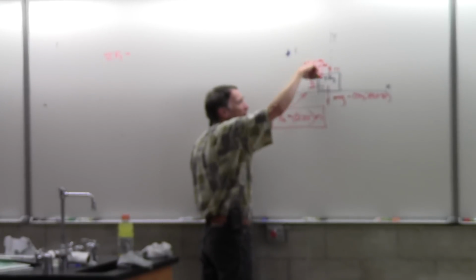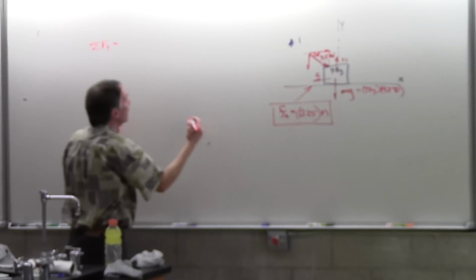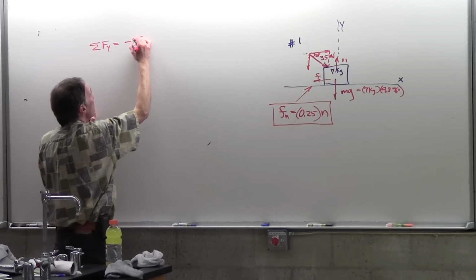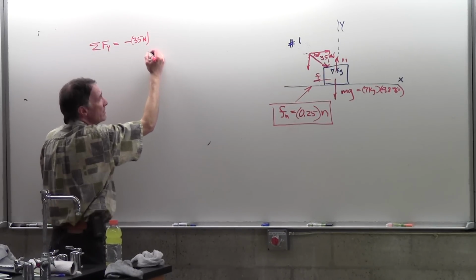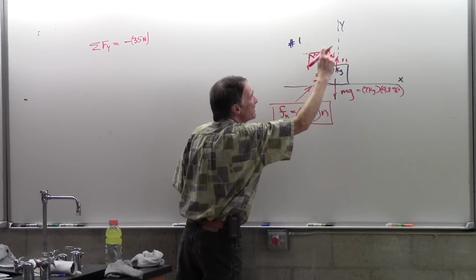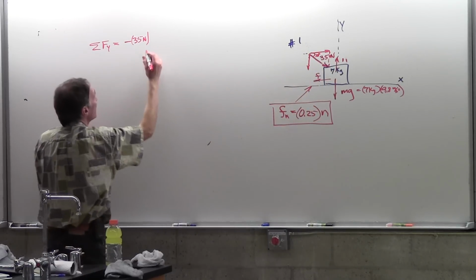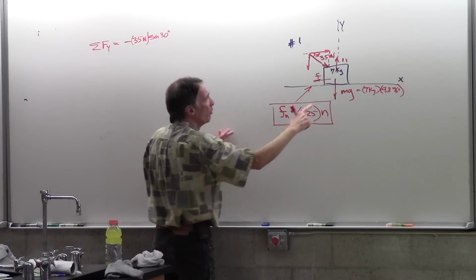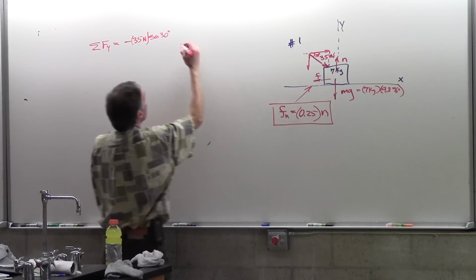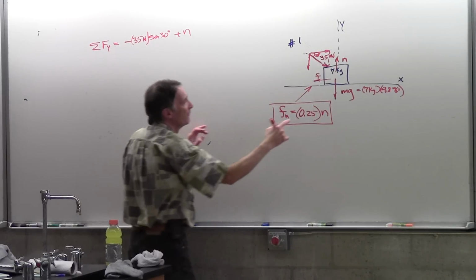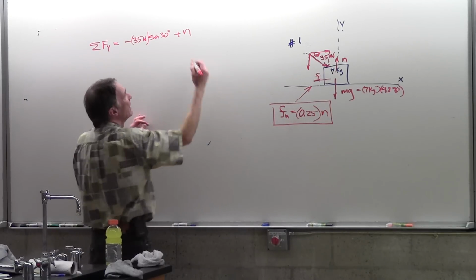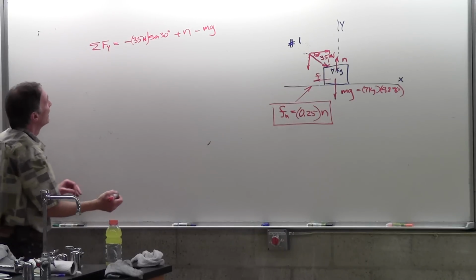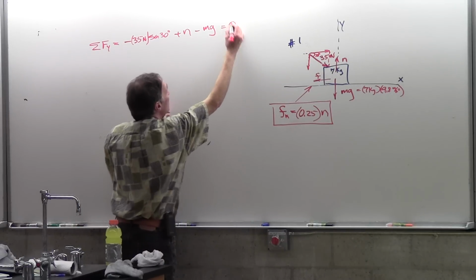I expect this 35 to have a downward component, so this is where I'll put in the minus. That's going to be 35 newtons times, I want the side opposite the angle, that's 30 degrees, so that's going to be times the sine of 30 degrees. That's downward. The normal force is up, plus N. Gravity is down, so let me just leave it as minus mg. And then all of this should be equal to 0.